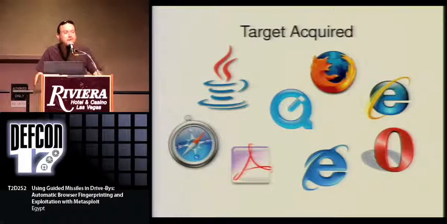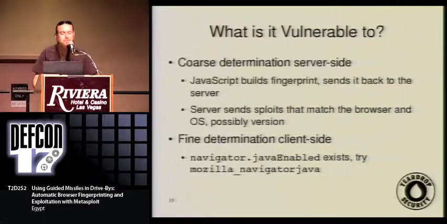So now we've figured out what the target is. We know what we're looking at. We know what we're up against. Now we need to figure out what it's vulnerable to. We can do a coarse determination server side, and this is how Browser Autopwn implements it. First, we build the fingerprint using JavaScript. We send all that to the client. The client runs it for us, tells us what it is, and sends that back to the server. The server takes this, dumps it into a database, figures out which exploits might match this combination of OS and client, and throws it back to the client.